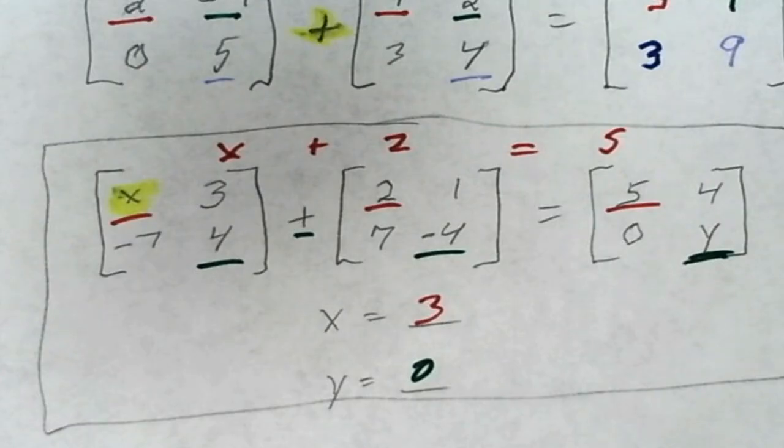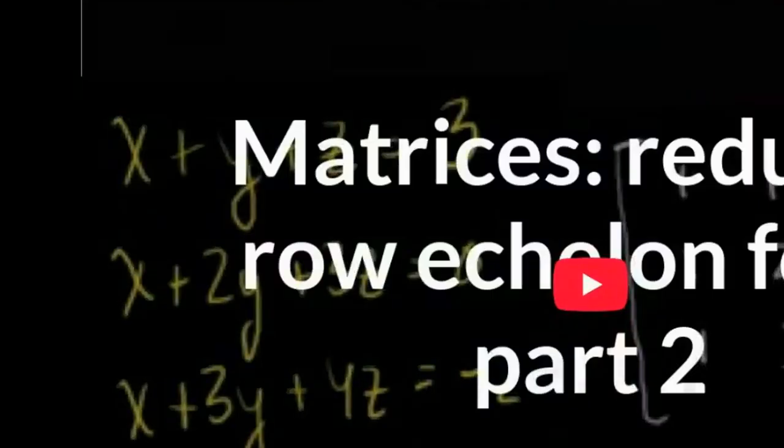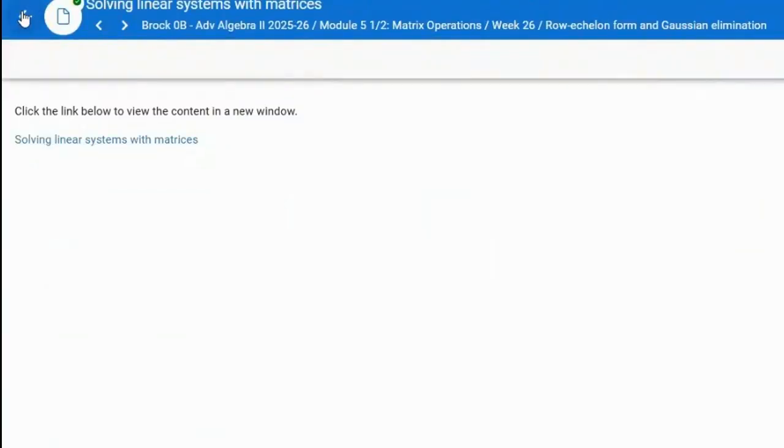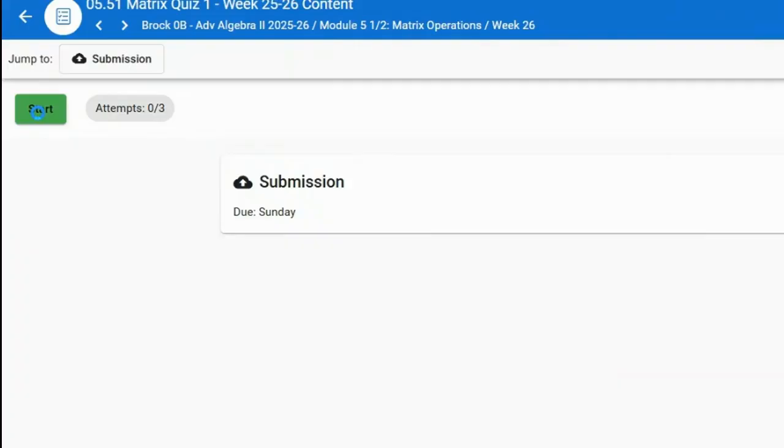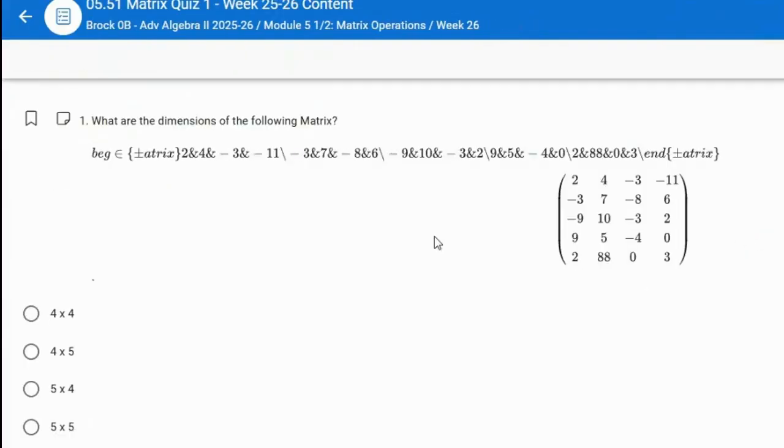All right, so let's take a look at the quiz. I'm going to close that. Go back here. The quiz is in Buzz. Hit start. Now, you can ignore all this up at the top. That's just something that Buzz has in order to be able to produce a matrix.